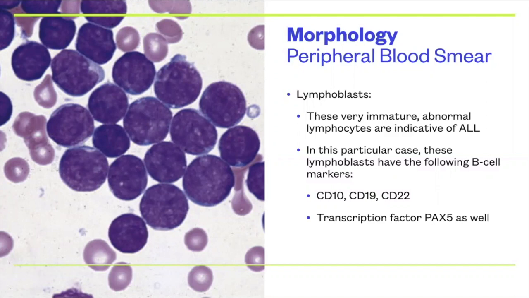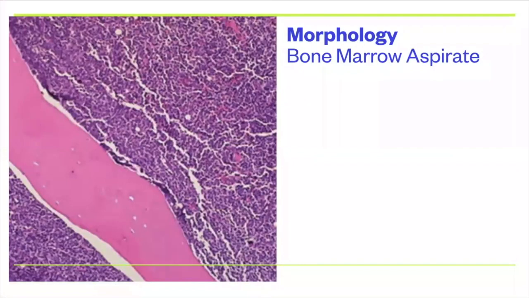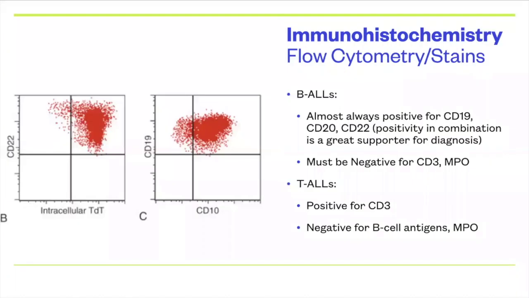Bone marrow is going to be part of the diagnostic approach. Essentially, we're going to see that the bone marrow is going to be taken up by lymphoblasts. We're going to have very little adipose tissue, very little other type of cells. We're going to see a hypercellular bone marrow made up of lymphoblasts. Now, going back to the immunohistochemistry, this is very important for immunophenotyping the type of ALL we have.